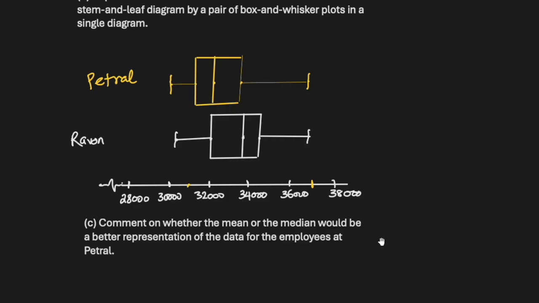Comment on whether the mean or the median would be a better representation of the data for the employees at Petrol. We clearly see that the median is much lower, which is the lower quartile of Raven, and there is a clear-cut difference between the middle parts of the two companies. So I think that median is a better way, because if we calculate the mean, the mean will be lower on this side, this one also, but that will not give you the full picture. So median will be a better selection in this case.